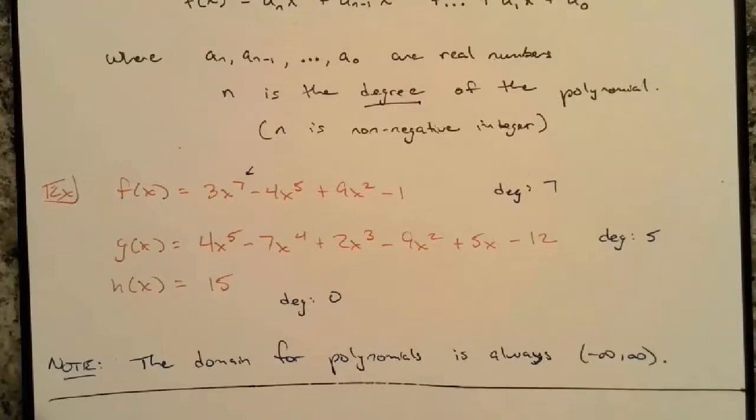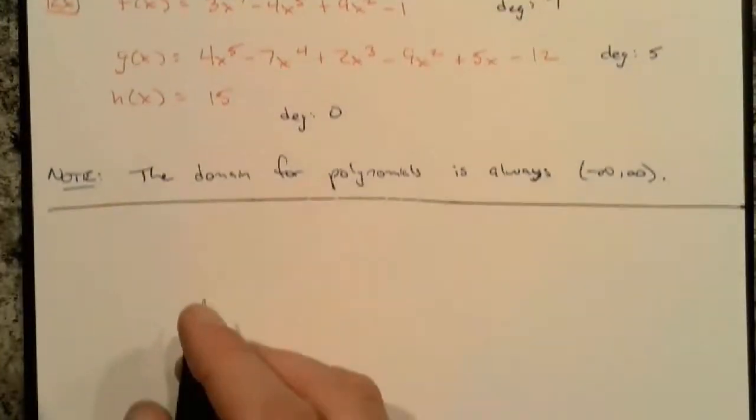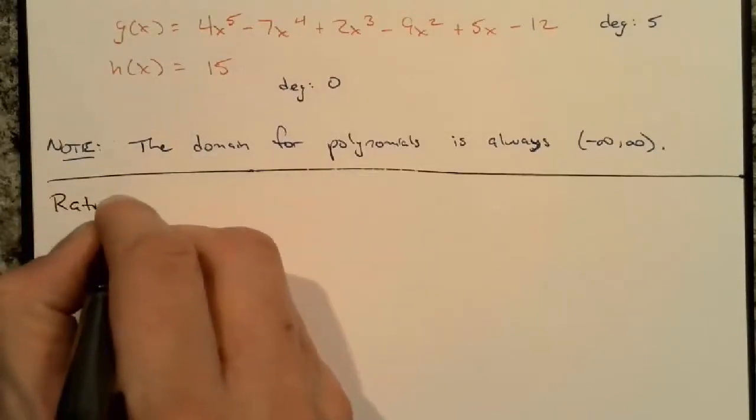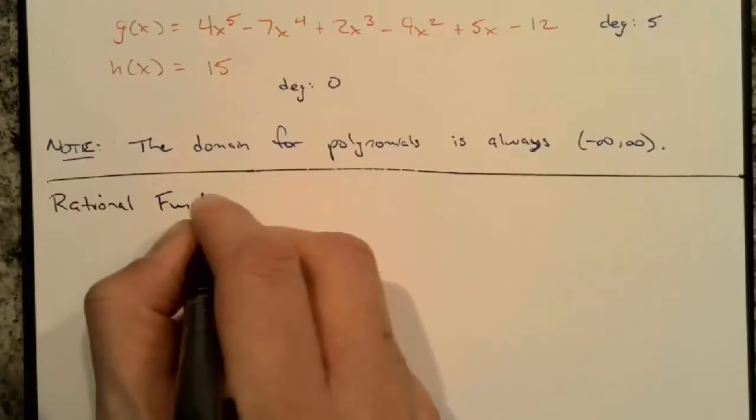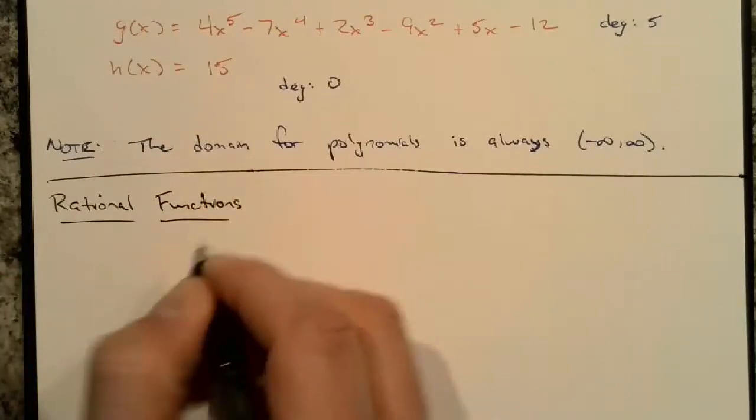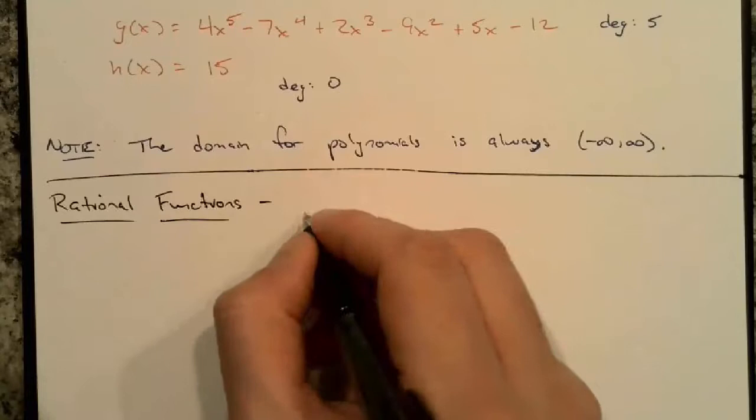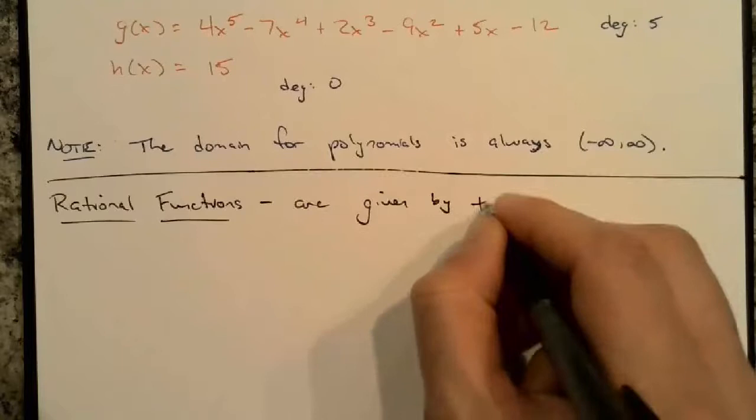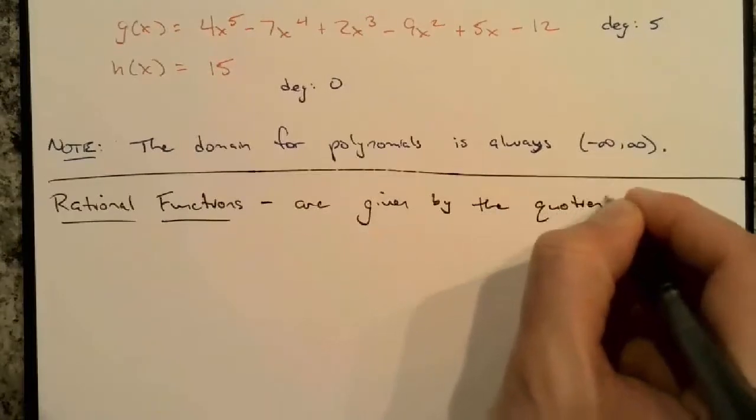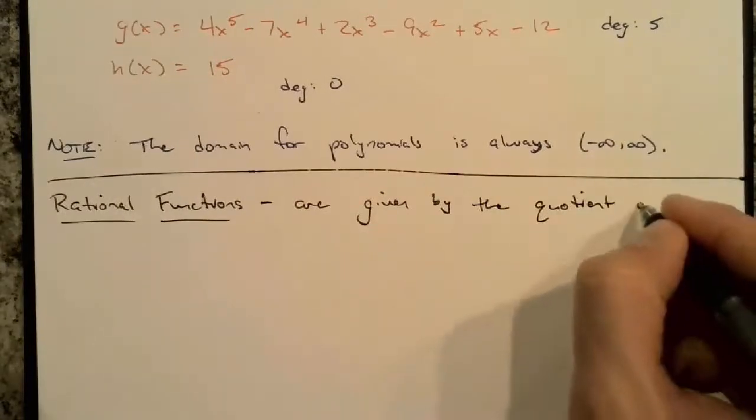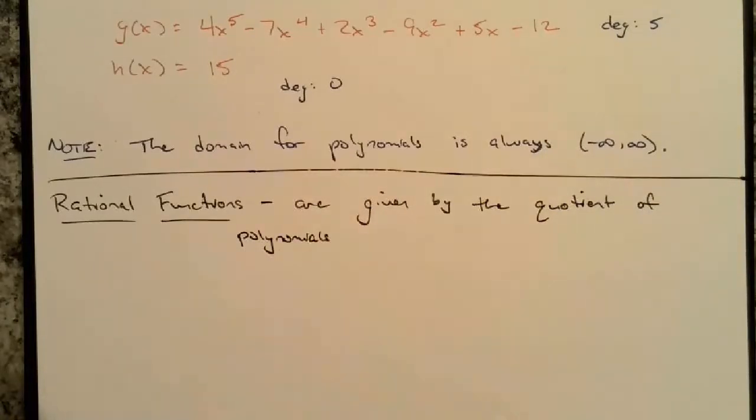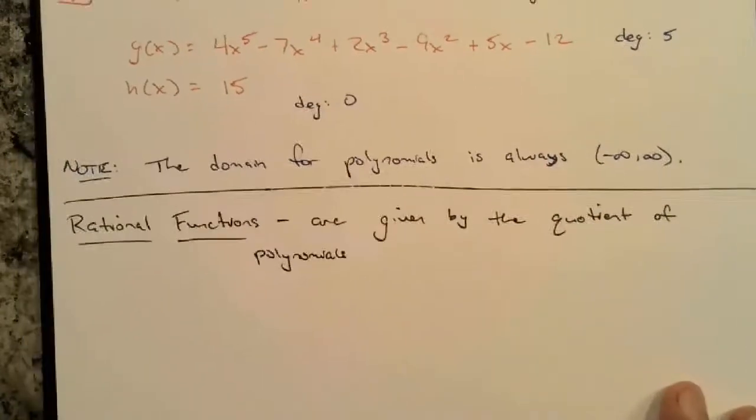The next type of function we'll talk about is rational functions. Rational functions are given by the quotient. Quotient means division, right? By the quotient of polynomials. So if you have the part that we just talked about, polynomials, and you have one divided by another, you get a rational function.